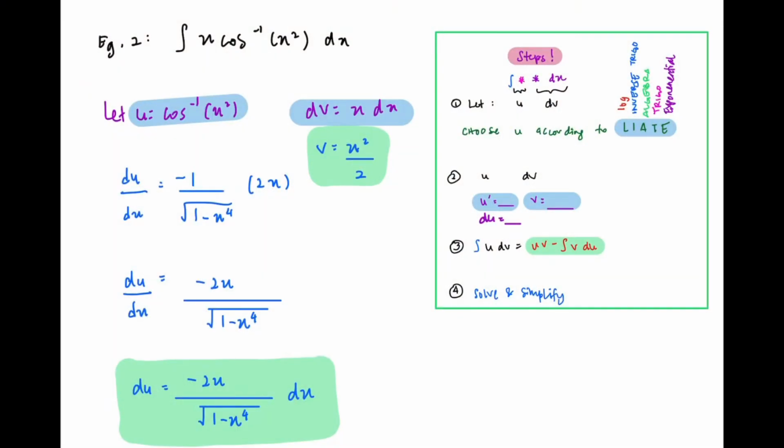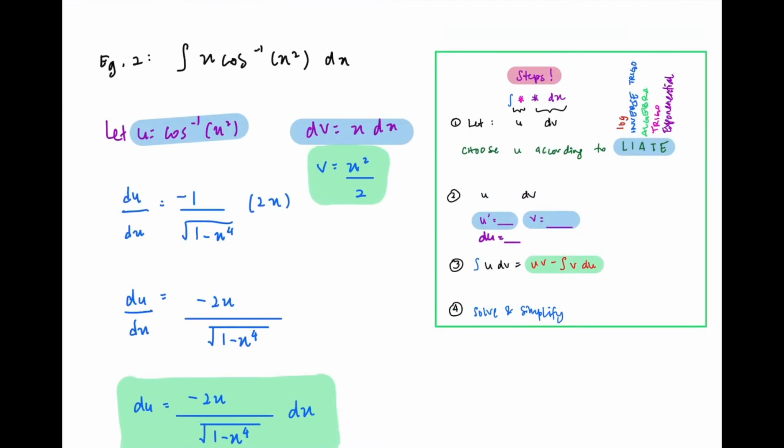Let's proceed with example 2. Integrate x inverse cos x squared dx. So we can see here that you have two functions multiplied to each other and you need to integrate it. So of course you need to use IBP. Furthermore, you have an inverse trigo function here, so for sure you need to use IBP.